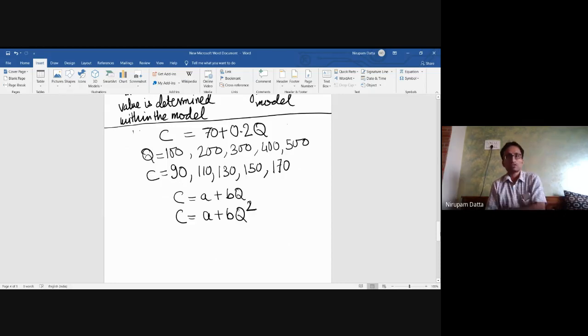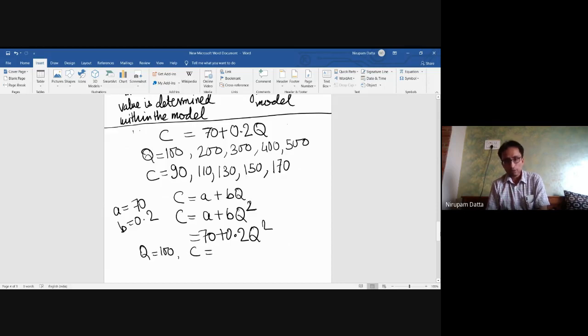So Q remains unchanged. But will the value of C remain unchanged? Again, let us see that A is equal to 70, B is equal to 0.2. That means we can write this as 70 plus 0.2 Q square. But now the value of C will not be the same. So when Q is equal to 100, C is equal to how much? Q square, 100 square means, sorry, 10,000. So 0.2 into 10,000 is 2000.